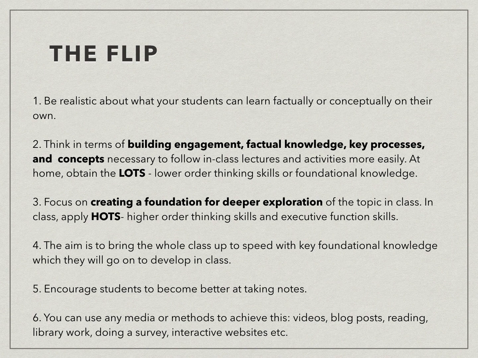Then you go to the flip. So be realistic about what your students can learn factually or conceptually on their own. Think about giving them things where they can get some factual knowledge, some process, some key concepts, maybe some basic vocabulary. We're going to call these lower order thinking skills. So they're getting some of the basic material, and then later in the classroom, we're going to go over HOTS with them, which are higher order thinking skills, where we're going to get into deeper exploration and having kids actually do things hands-on in class with us with the material that they did at home.